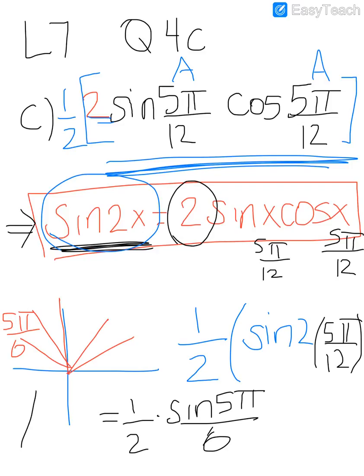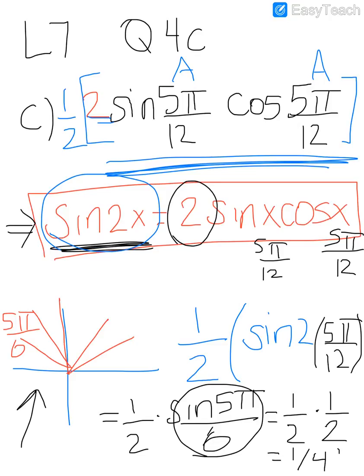Here I have your Cartesian plane or your unit circle at 5 pi over 6. What's your sine value? What's your y value? And that would be 1/2. So this is equal to 1/2, and again, sine of 5 pi over 6 is 1/2. And when you multiply a half times a half, your final answer is 1/4. And you would be done.